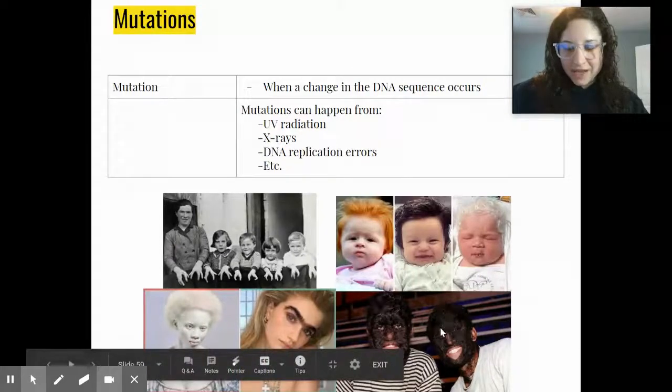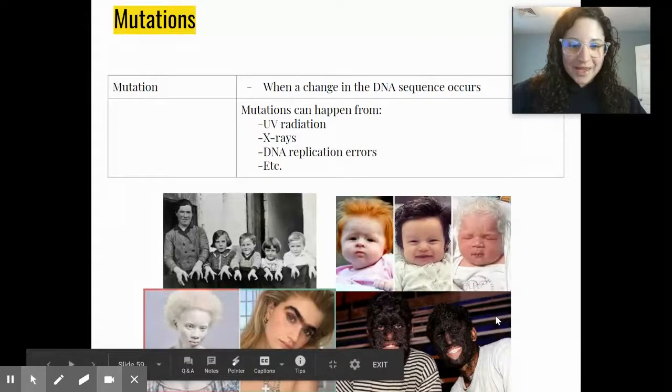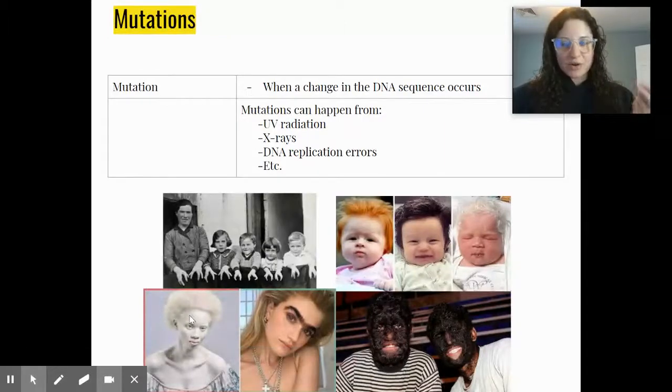These furry faces down here are a mutation as well. And then if we look over here, the whole unibrow situation is a mutation, as well as albinism. With albinism, you just don't produce any melanin in your skin, hair, or eyes. And so you look very white or washed out.